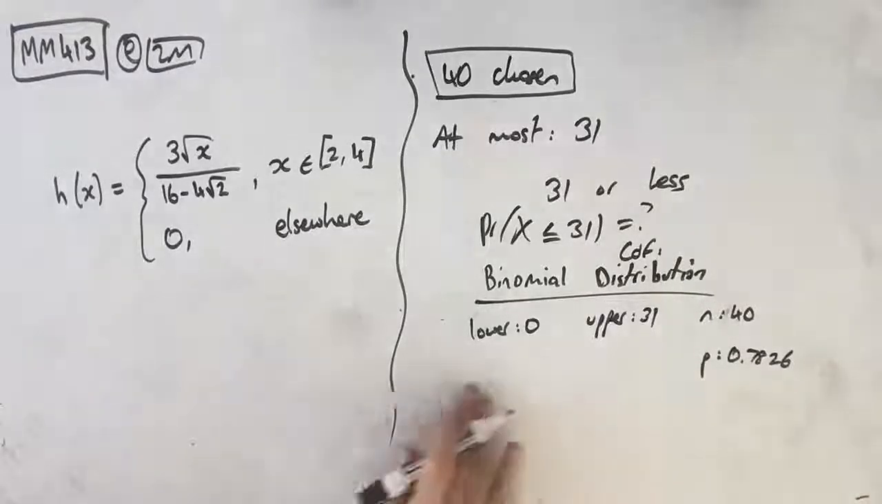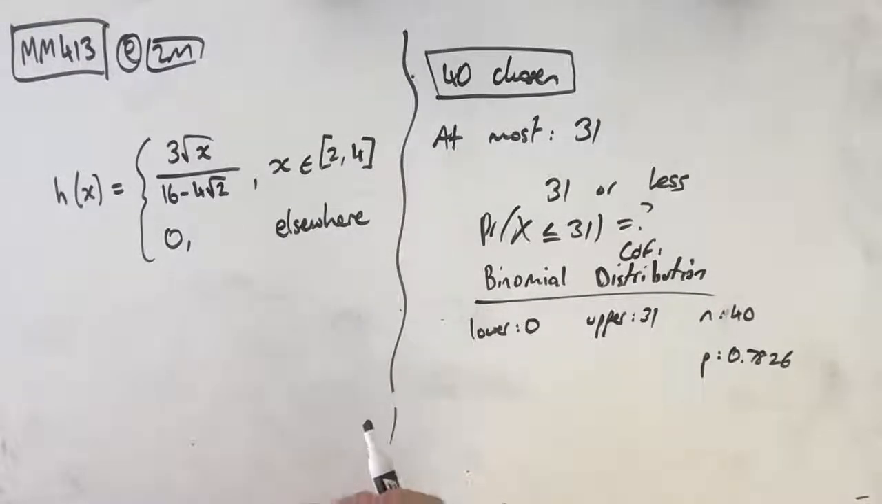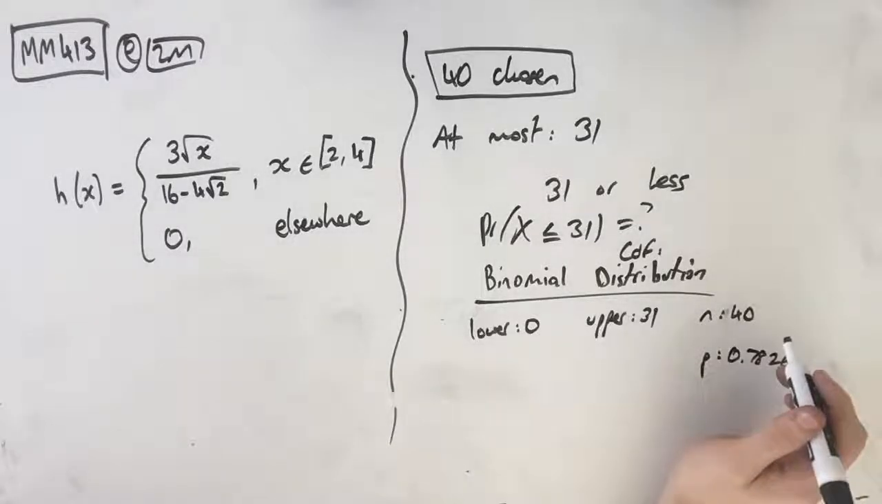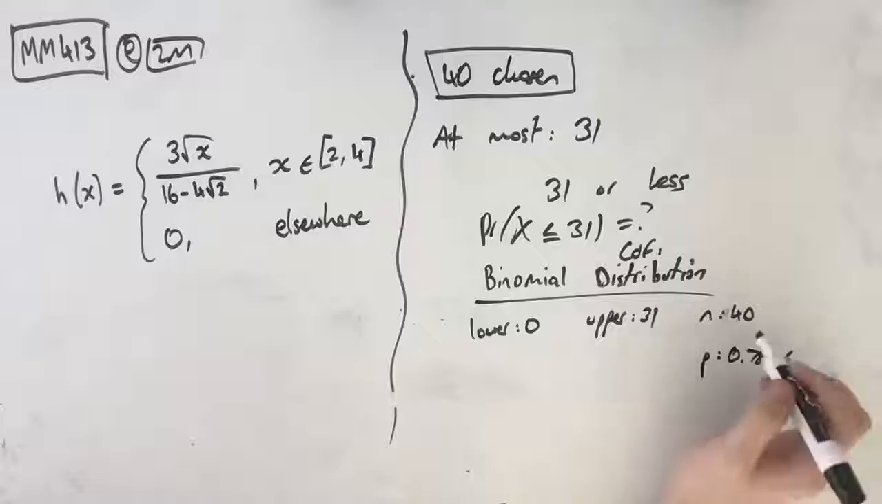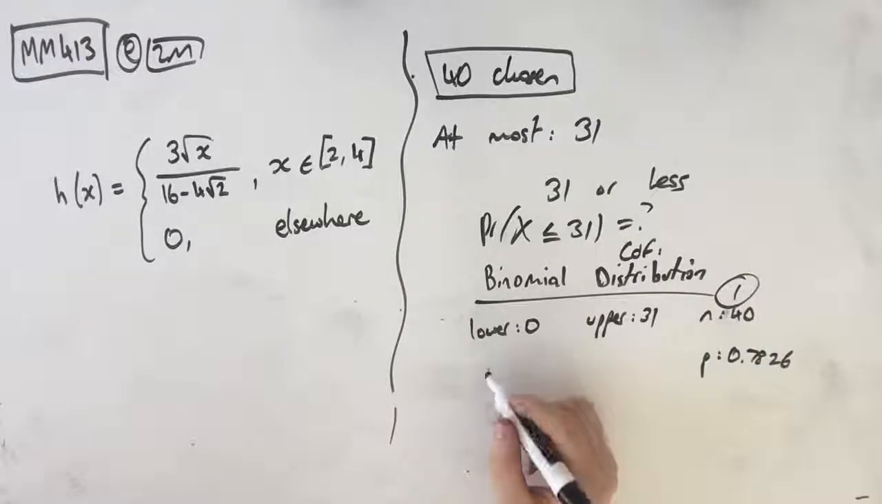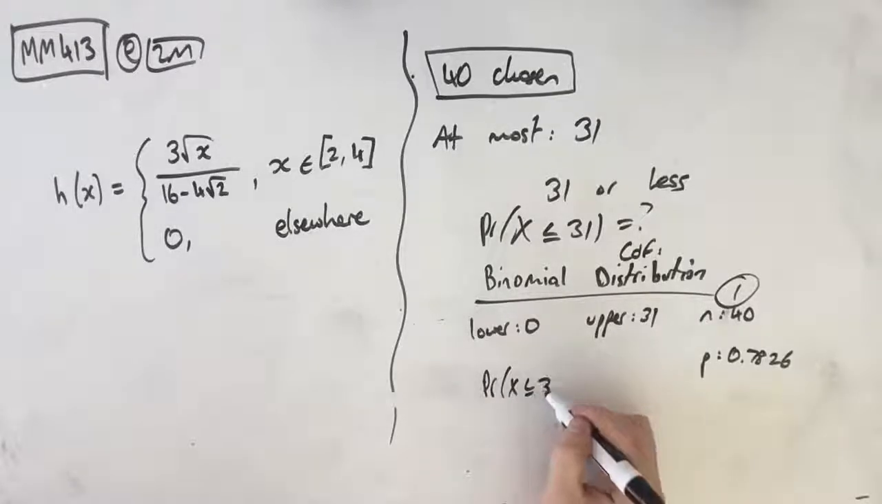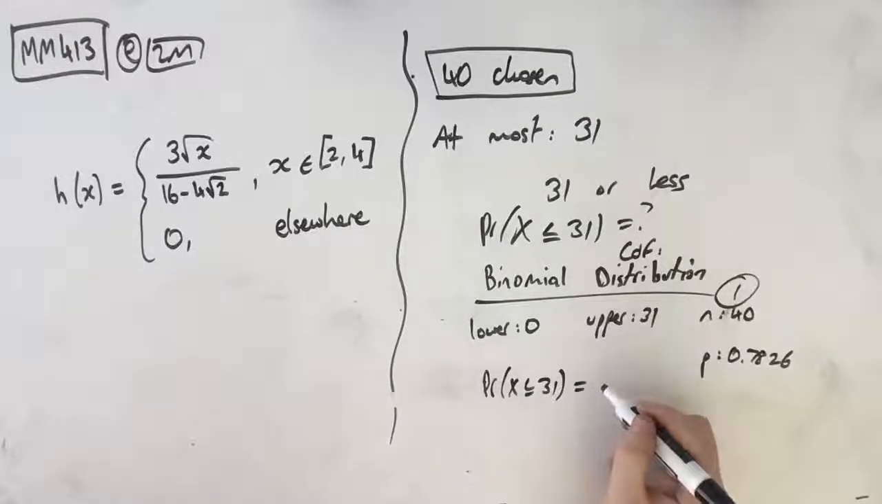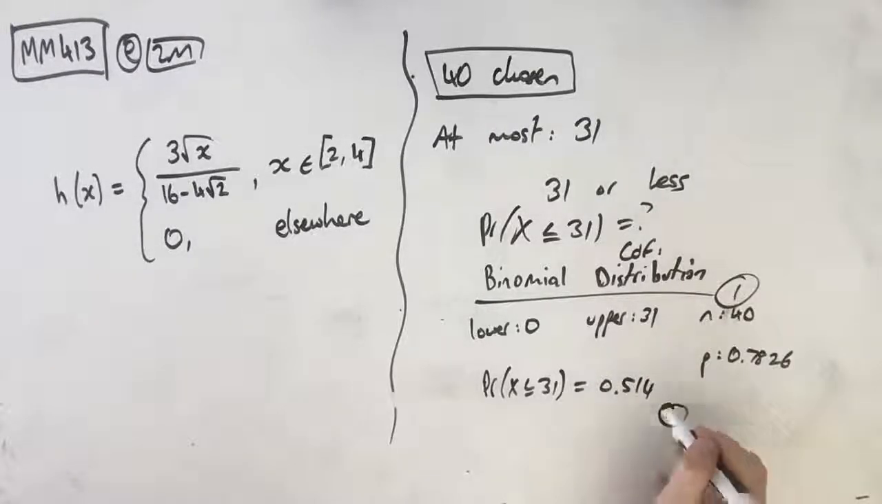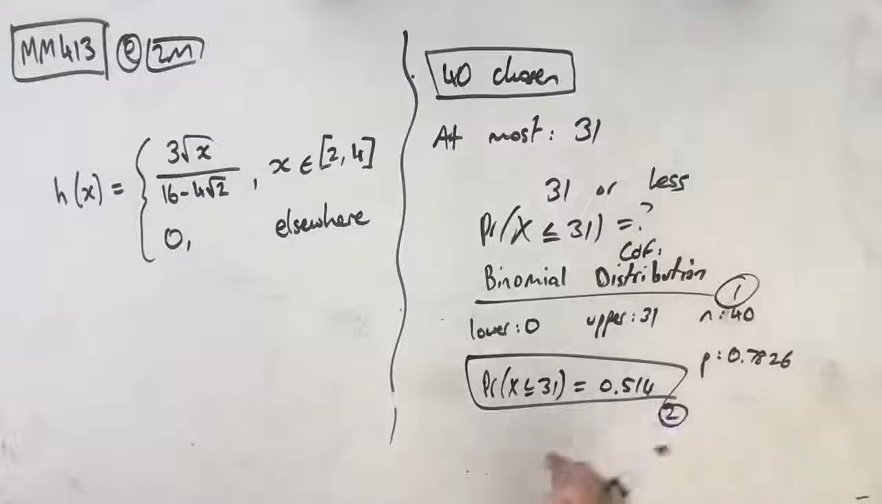Okay, so this is where this question is tricky, because you have to link it back to part C. This is our first mark, identifying that. Then our second mark comes from actually writing the answer. So therefore, probability that x is less than or equal to 31 equals 0.514. That's our second mark. So guys, that's our final answer for part E. Let me know if you have any questions about it, but for now, let's move on to part F.